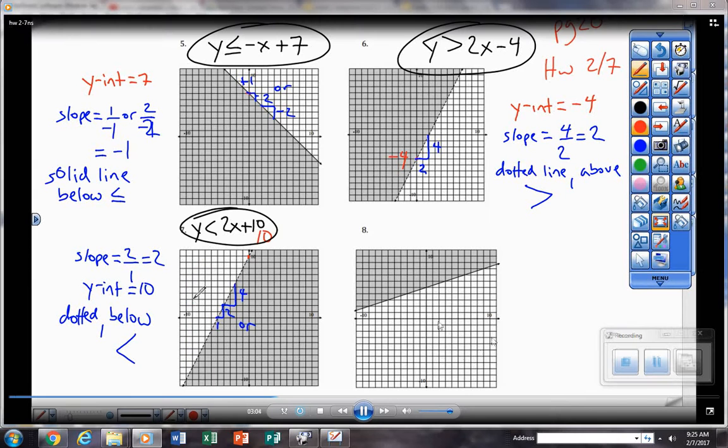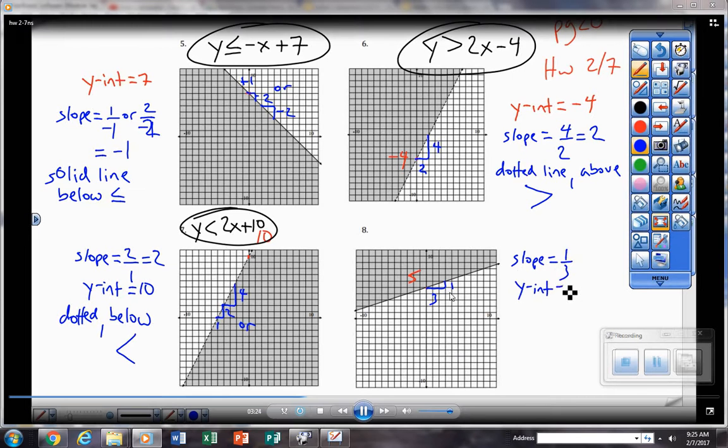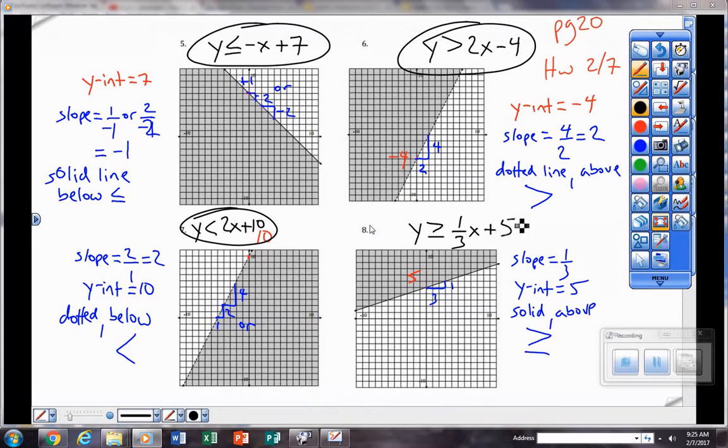Alright, last one. This has a y-intercept of 5. It has a slope of over 3 up 1. Make sure you don't write that as 3 over 1. That is 1 over 3. It's got a run of 3 and a rise of 1. That slope is 1/3. That y-intercept is 5. This is a solid line, shade above, so it will have that equal line under there and go in the more than direction, which is that way. Less than looks most like a capital L. So putting that together, y more than or equal to 1/3 x plus 5. Alright, next page.